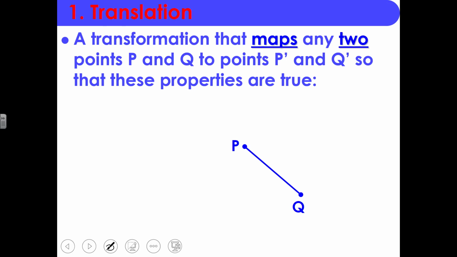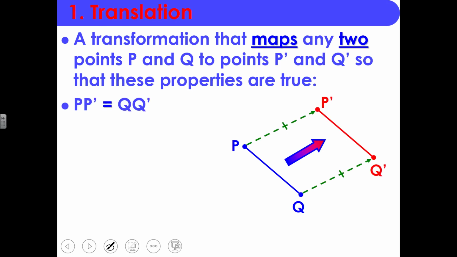A translation is a transformation that maps any 2 points P and Q to points P prime and Q prime so that these properties are true. Let's say your pre-image is PQ, your image is P prime Q prime. You connect P and P prime with the green dashed line, and you do the same with Q and Q prime. So now you get these two dashed line segments. The length of those two line segments should be exactly the same. And that's what this statement indicates.